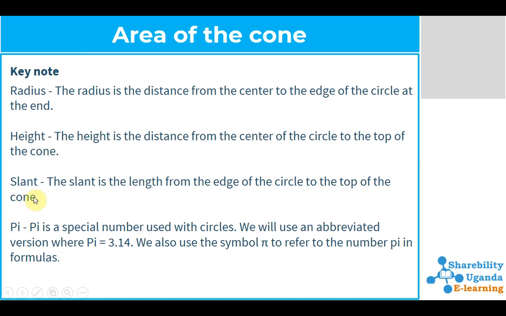Then we should also understand the slant, which is the length from the edge of the circle to the top of the cone. When they talk about the slant, you can call it a slope. Then also the pi, which is a special number used with circles. Last time when we were looking at circles, we talked about pi as a mathematical symbol which represents 3.14.